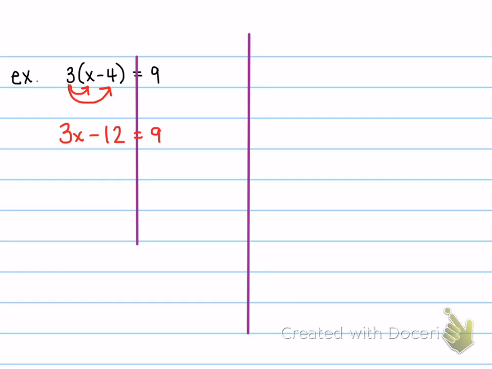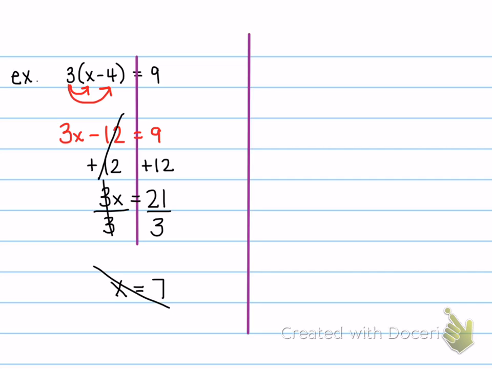I know I want to get x by itself. I'm going to add or subtract first. So I'm going to add 12 because it's minus 12. Add 12. Negative 12 and positive 12 cancel out. I'm left with 3x equals 21. And now I'm on my last step, multiply or divide. So I'm going to divide by 3, divide by 3. These 3's cancel out, and I have x equals 7.